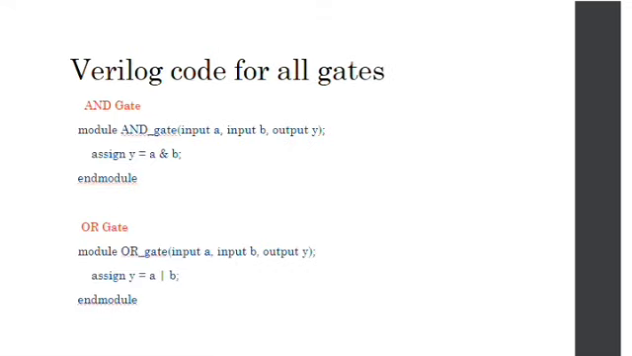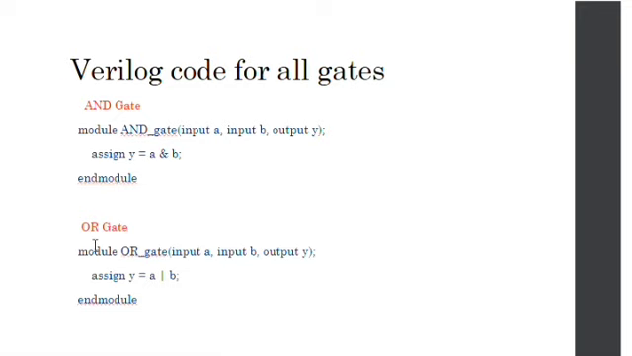Next, we move on to the Verilog code for all gates. In Verilog, an AND gate can be created using a module with two inputs A and B and output Y. A and B are combined to give the output Y using an assign statement: assign Y = A & B. At last, we give endmodule.